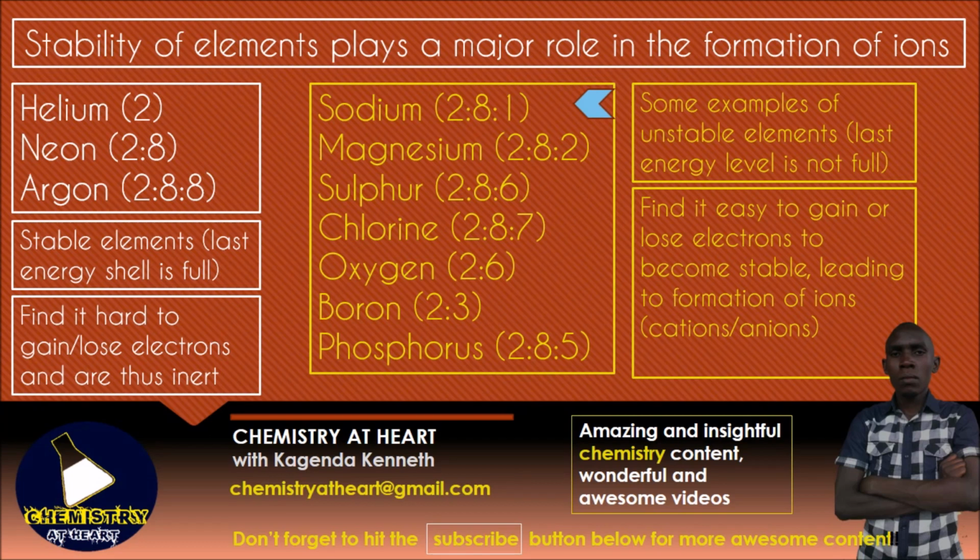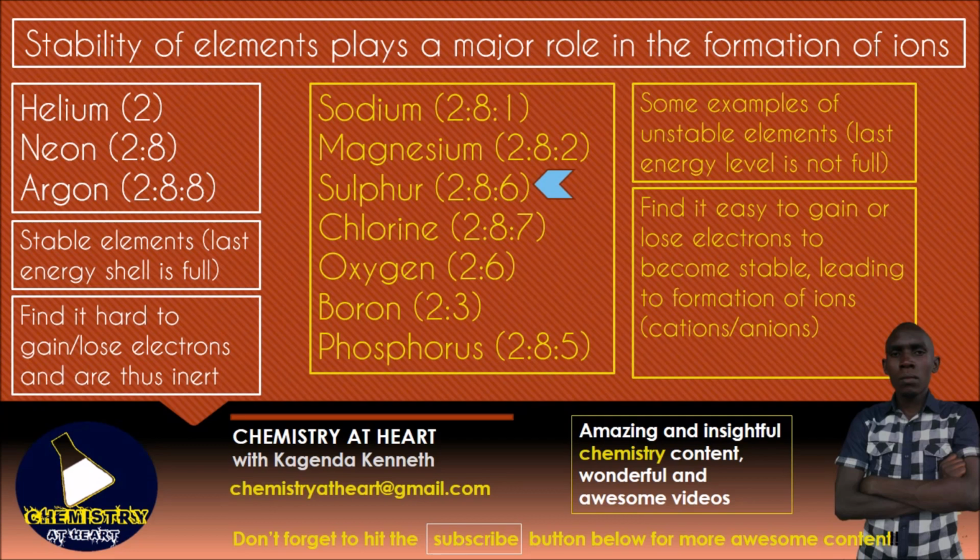Examples of unstable elements are sodium, where the last energy level is carrying only 1 electron, magnesium, where the last energy level is carrying only 2 electrons, and sulfur, where the last energy level is carrying only 6 electrons. You can see that in all those examples, the last energy level is not full to the maximum.